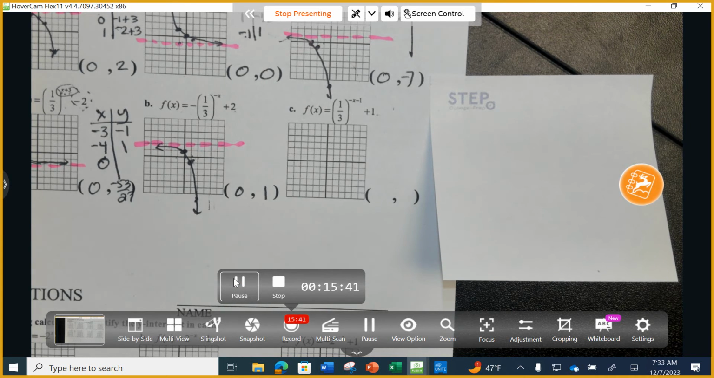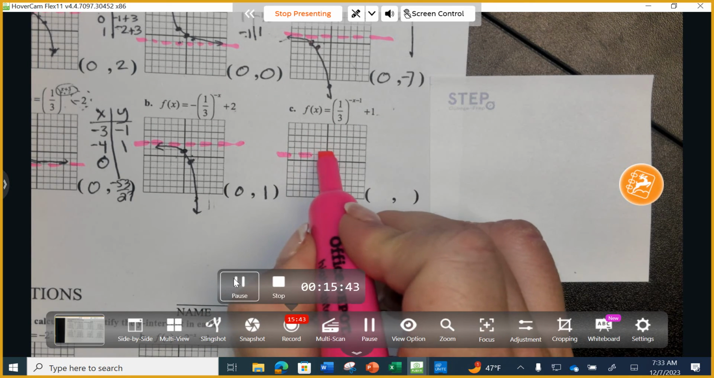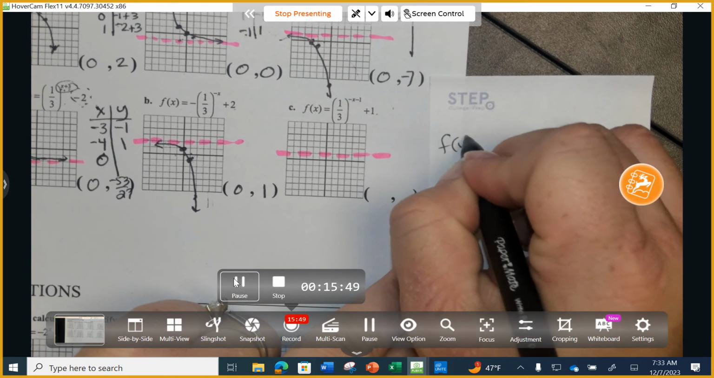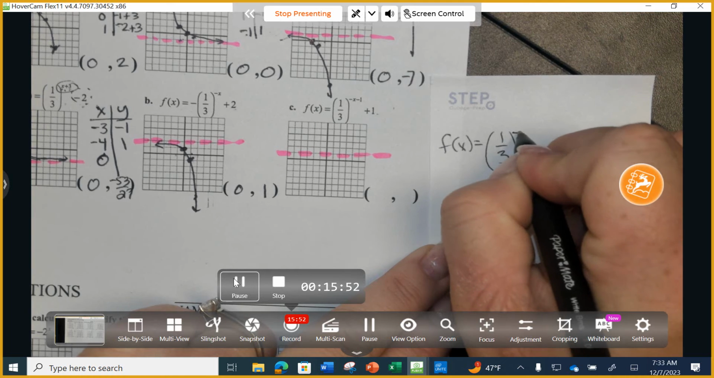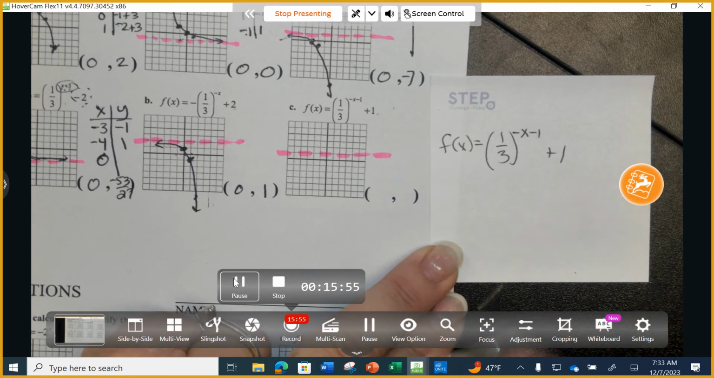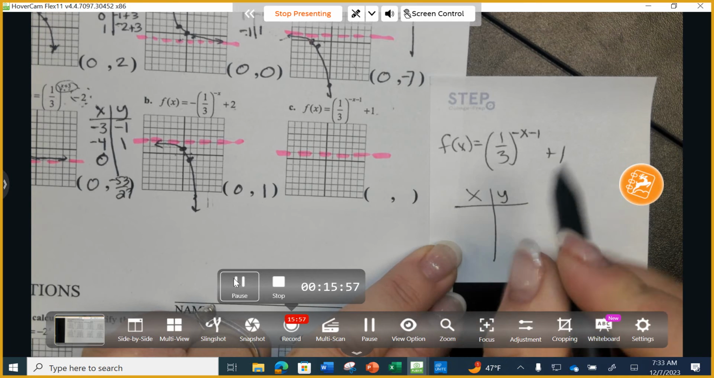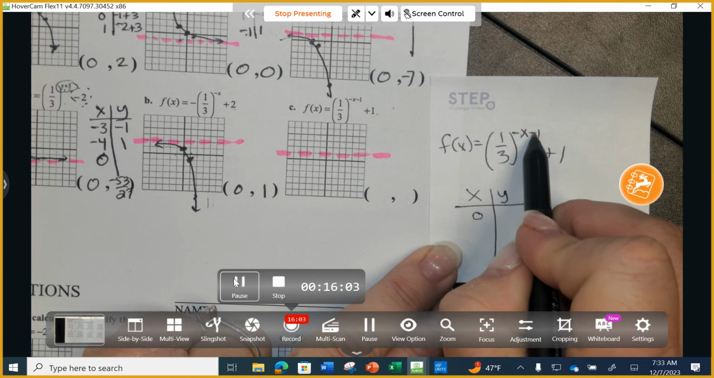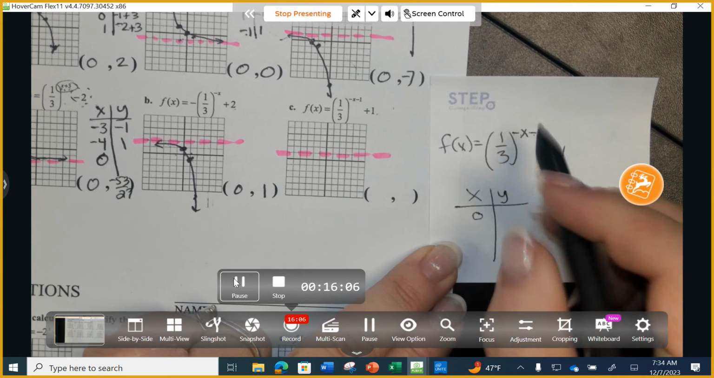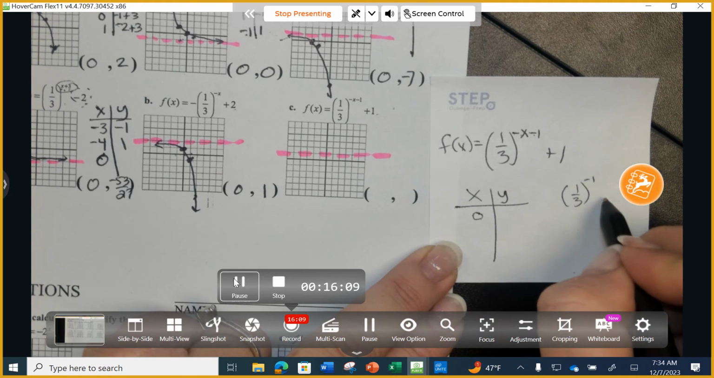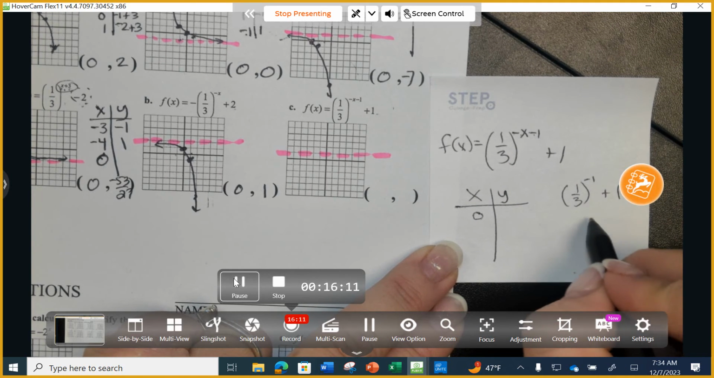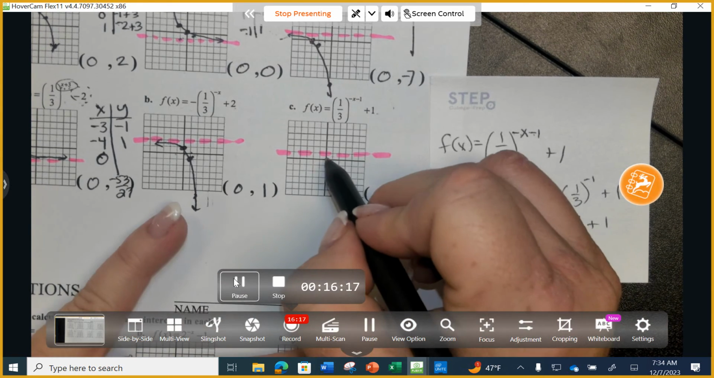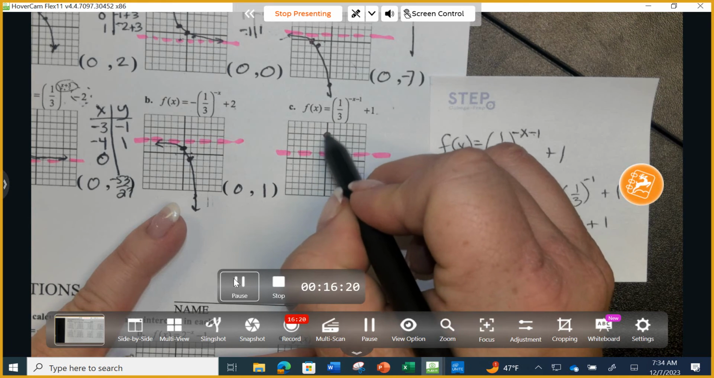I know that I'm going to have a vertical shift of up 1. Okay. And then I'm going to write f of x equals 1/3 to the negative x minus 1, plus 1. And I'm going to make my little list here. I'm going to start by plugging in 0. So if I plug in 0, I have 0 minus 1. So I have 1/3 to the negative 1 plus 1. A negative 1 simply takes the reciprocal, so I flip it around, and I end up with 4. So I'm going to go to 0, 4.